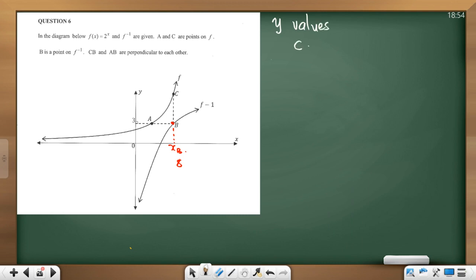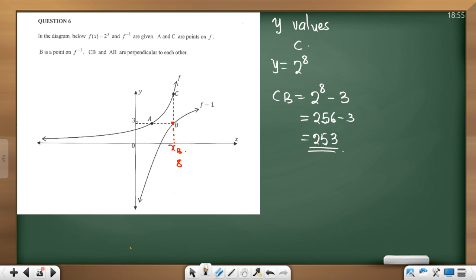It's actually on f of x, 2 to the power 8, because my x is 8. And what about B? B is 3. CB is 2 to the power 8 minus 3. Does that make sense? 2 to the power 8 is 256. So my answer is 253.